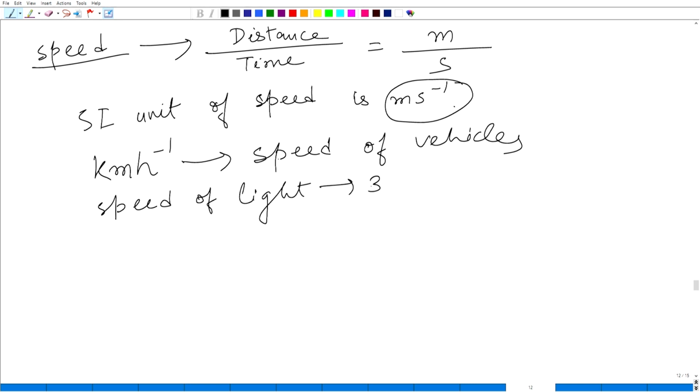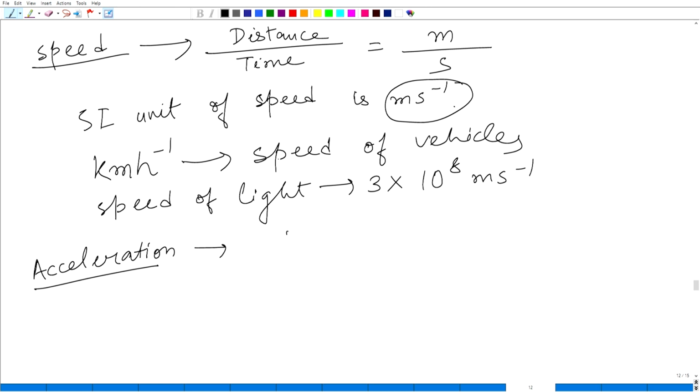Speed of light is 3 into 10 to the power 8 meter per second. Then we denote it in terms of meter per second. Okay. Now, if we know speed, then we can also find about acceleration.